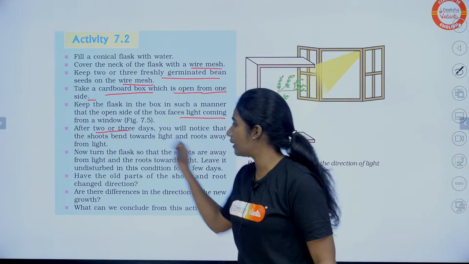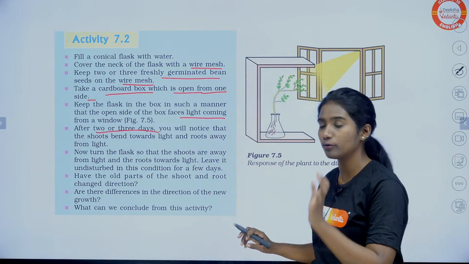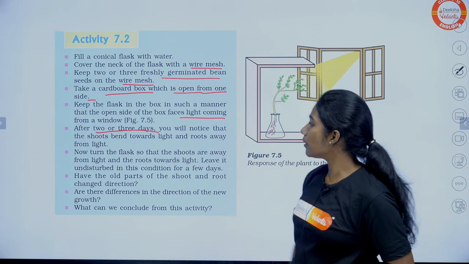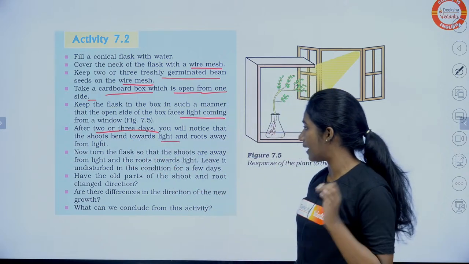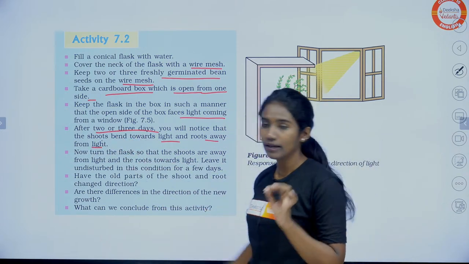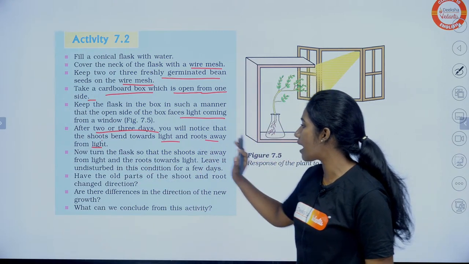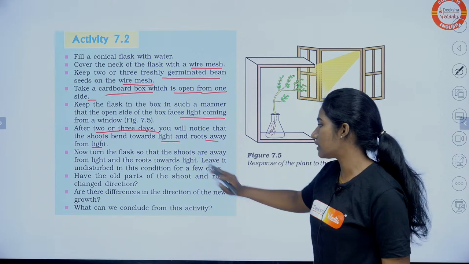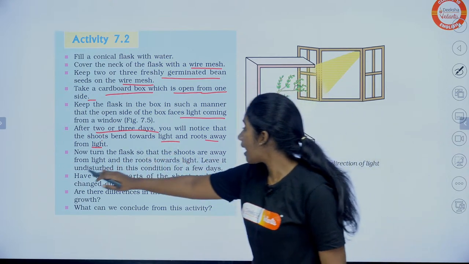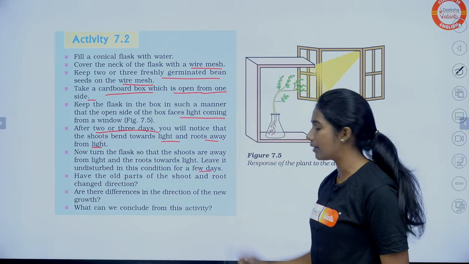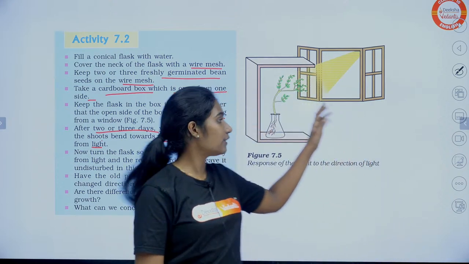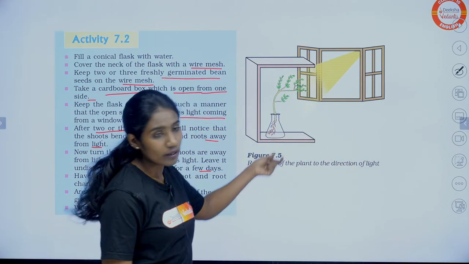Then after 2 to 3 days, we should let this setup stay for 2 to 3 days, and then you will notice that the shoot bends towards the light and root away from the light. Now turn the flask so that the shoot is away from the light and root towards the light. Just leave it undisturbed in this condition for a few days. So first the shoot grows towards the light and the root away from the light.